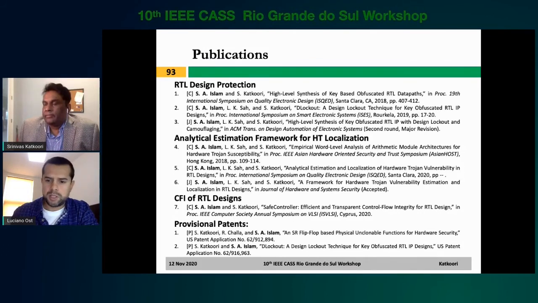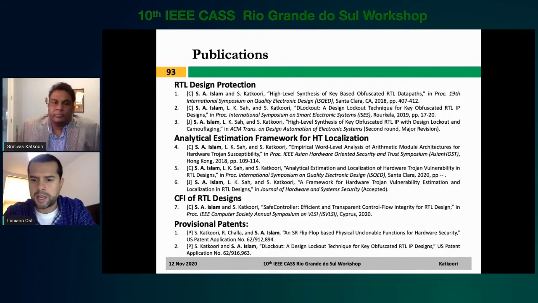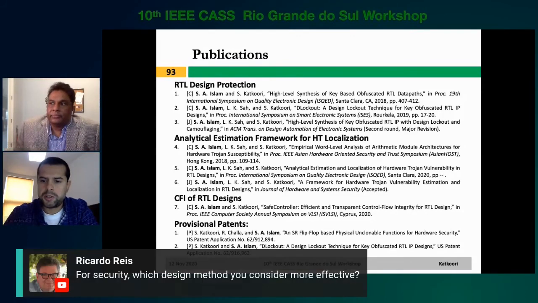So I have, there is a question here from Ricardo Reis. Yes. So for security, which design method do you consider more effective?